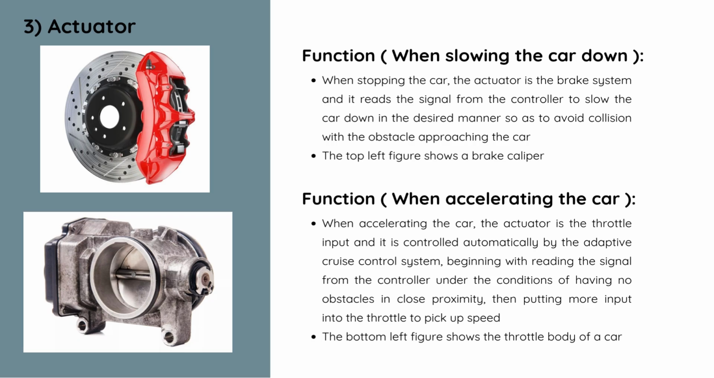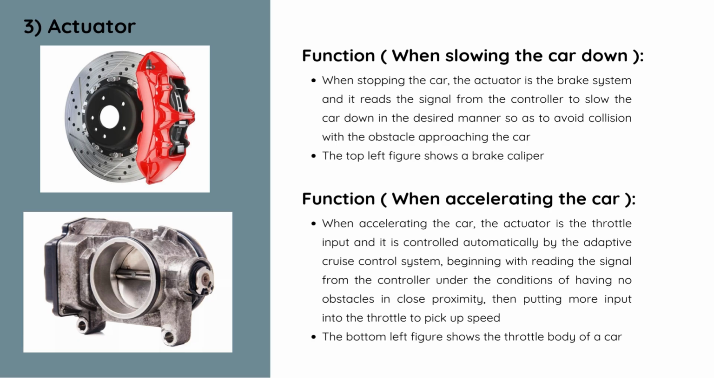The next essential component in adaptive cruise control systems is the actuator. In adaptive cruise control systems, there are two types of actuators, with one being used to slow the car down and one being used to accelerate the car. When the actuator is used to slow the car down, the actuator is the brake system, and it reads the signal from the controller to slow the car down in the desired manner so as to avoid collision with the obstacle approaching the car. The brake caliper is used to make this work. The top left figure shows a brake caliper.